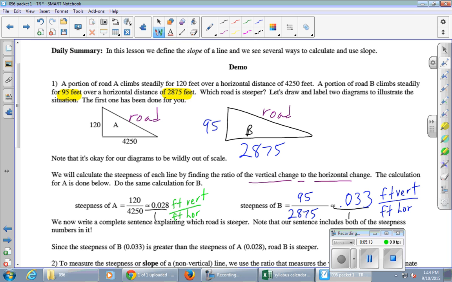Which one is steeper? Is it the smaller number or the bigger number? It's the bigger one, because for both of them, you're walking a foot horizontally, and then you're walking just this little tiny number up, but whichever number is bigger is going to be the one that's steeper, right? And the 0.033 is a slightly bigger number.